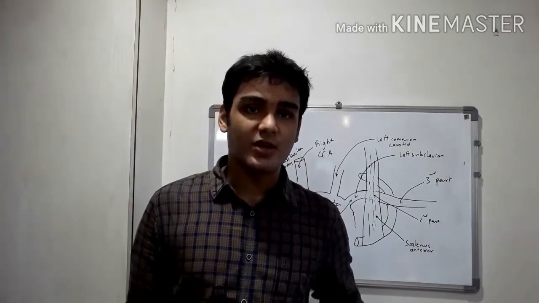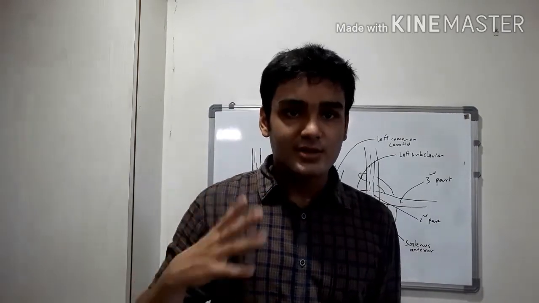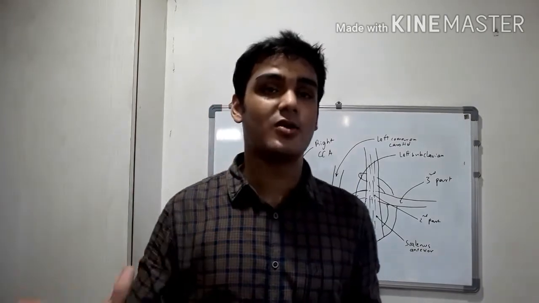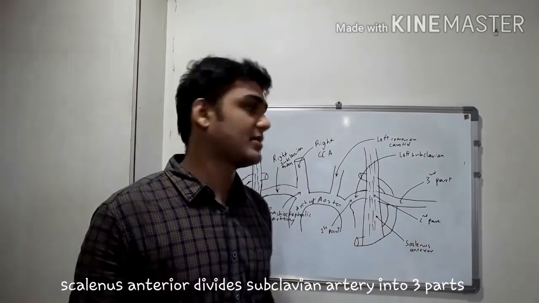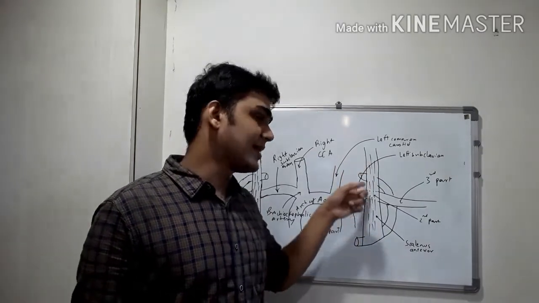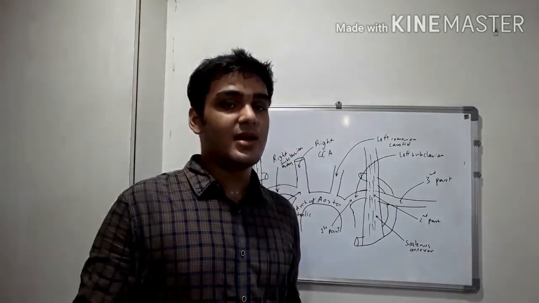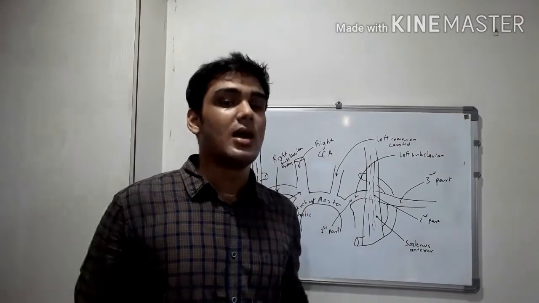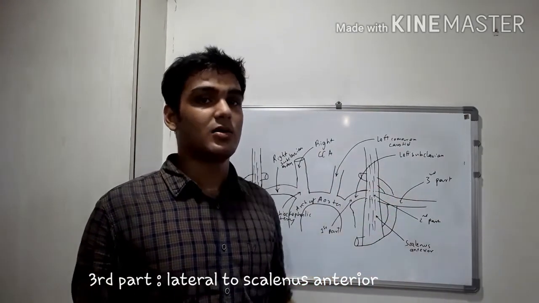Now let's discuss the parts of the subclavian artery. If any artery is divided into three parts for a convenient study of that artery, then that work is done by a muscle. There's always a muscle which divides an artery into three parts, and here that muscle is the scalenus anterior muscle, which divides the subclavian artery into three parts. Here's the first part, which lies medial to the scalenus anterior muscle. Then the second part, which lies behind the scalenus anterior muscle. In other words, you may say that scalenus anterior comes in the anterior relations of the second part of the subclavian artery, as it lies anterior to it. And the part lateral to it is the third part of the subclavian artery.